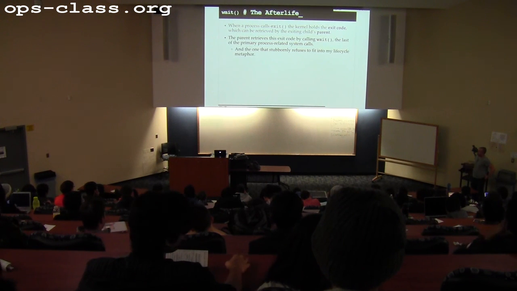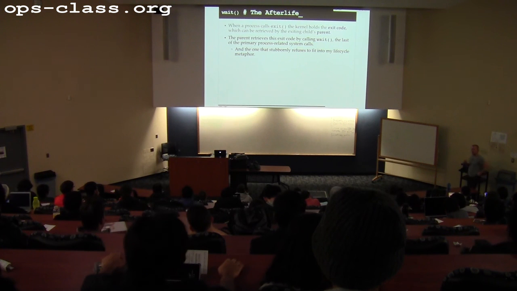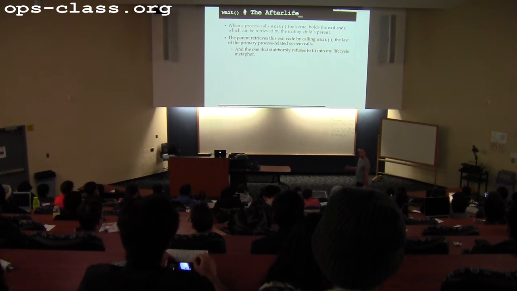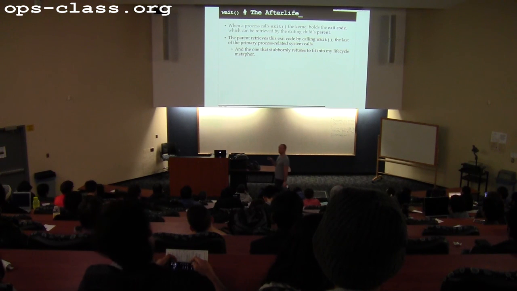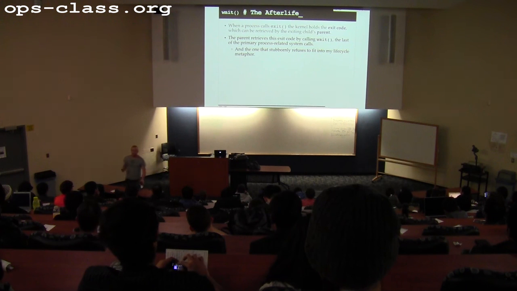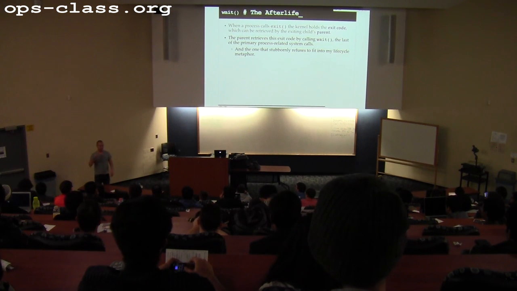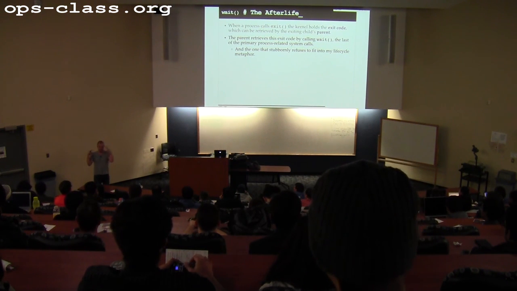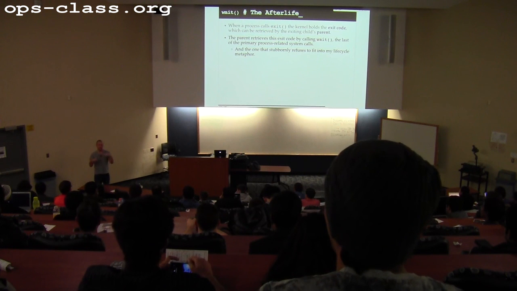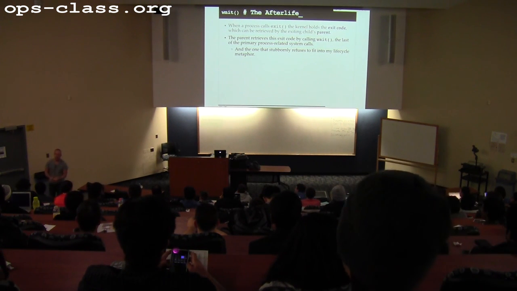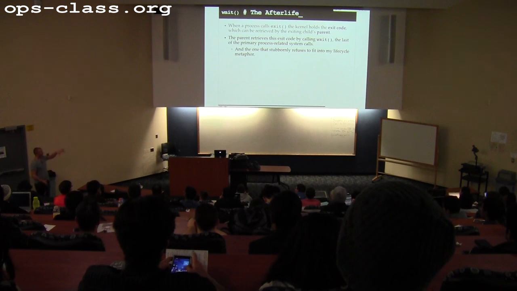So the parent retrieves this exit code by calling wait. Now, remember, what did fork return to the parent? The process ID of the child. So this is where that gets used, because a parent can have a bunch of children. You can do this with your shell: you can start off 10 different things in the background, and all of those processes are children of the shell. So when I call wait, I need to be able to identify my child, and the way I do that is by using its process ID.